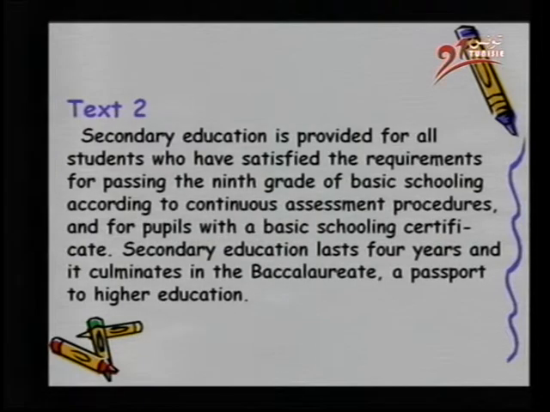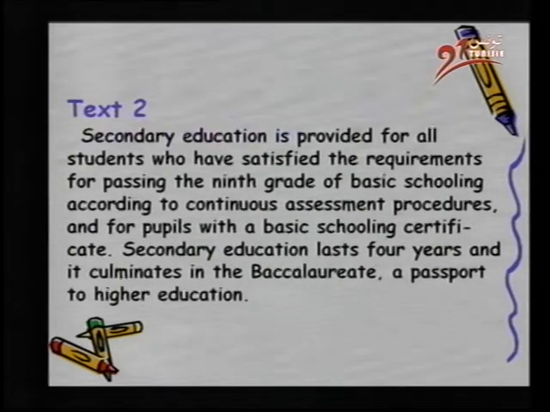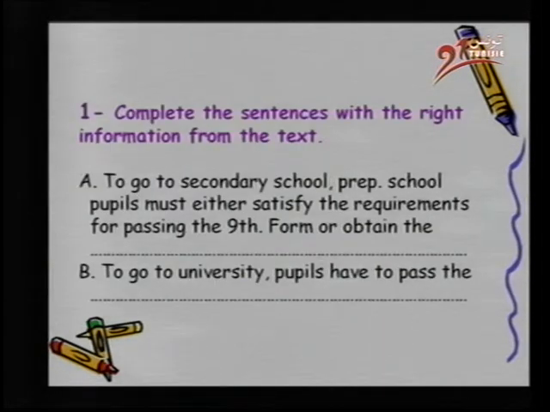Have a look at the text. Yes? Or obtain a basic schooling certificate. If they hold a basic schooling certificate, this is a passport for moving to secondary school. But they can pass on to or move to secondary school if their marks on tests allow them to do so. Look at the second sentence now.